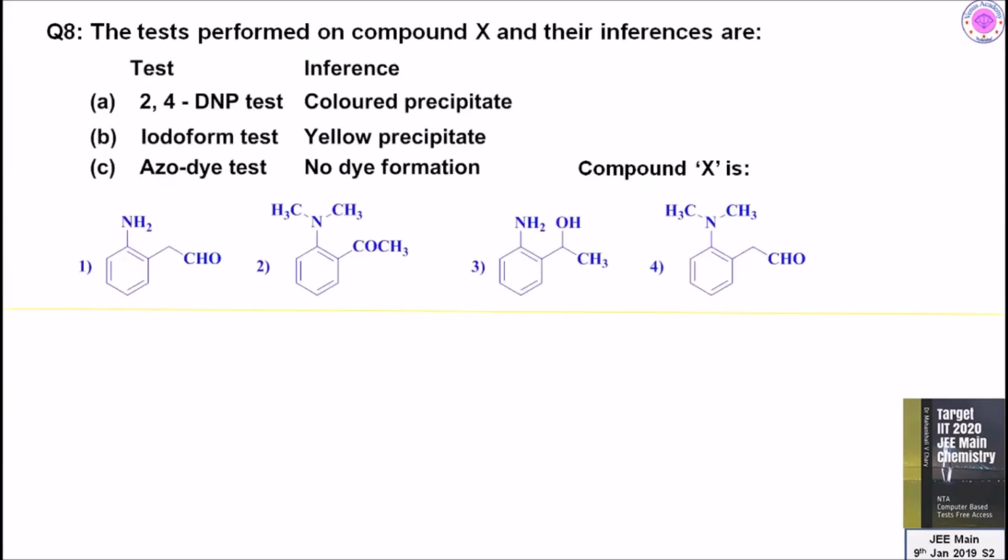Next, question number 8. The tests performed on compound X and their inferences are: they have taken one compound X and they are testing with 2,4-DNP. What is 2,4-DNP?